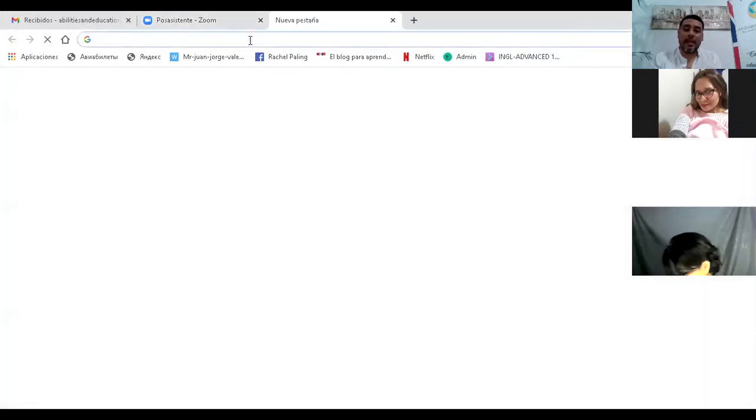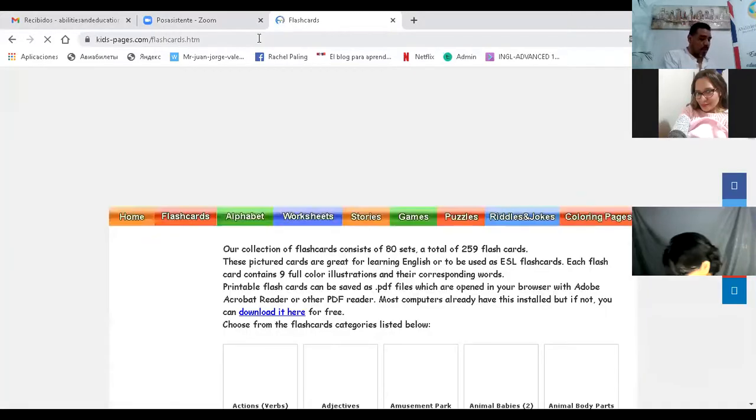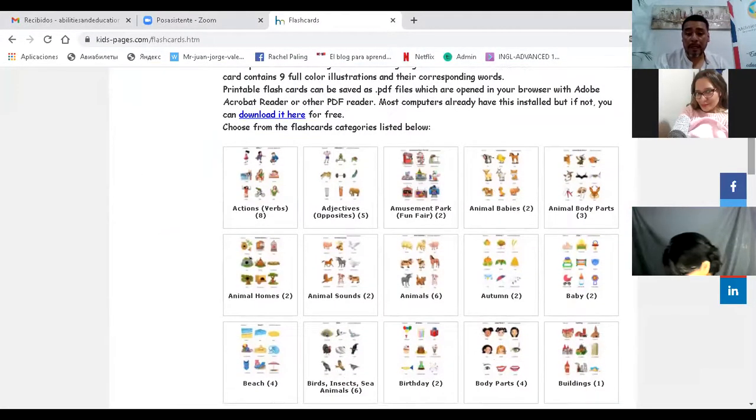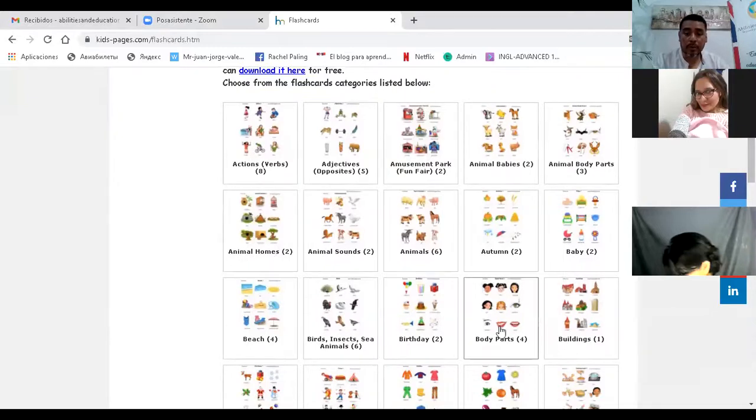You will access a website where you can find flashcards for your classes. You just choose one topic or one vocabulary section you will be teaching, all right? And then you can download flashcards of the topic you've chosen in PDF format and then print them. I want you to choose one here. Tell me to click on one of these. Which one do you want me to choose right now?